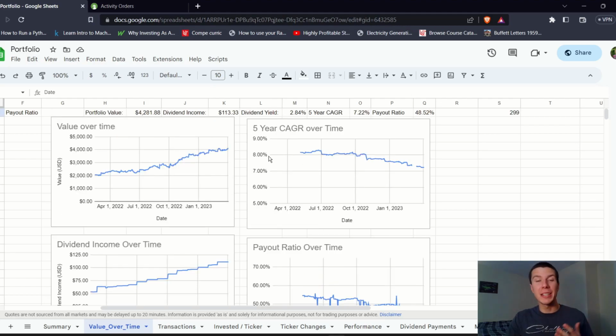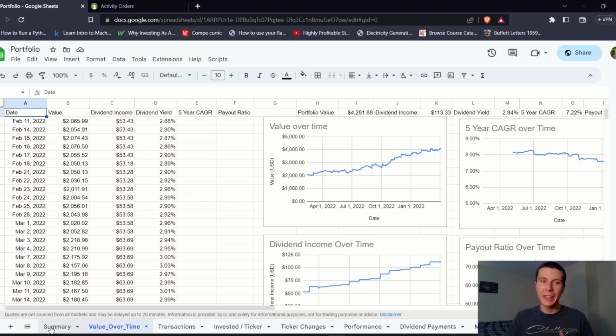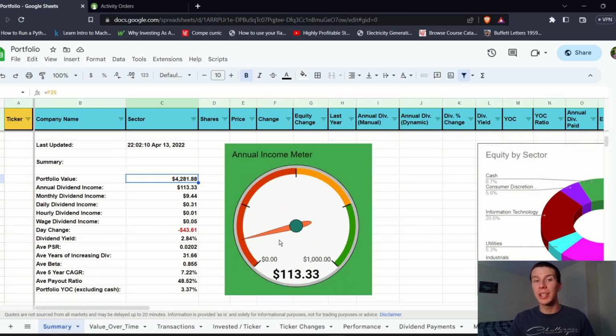Obviously, like I've said in the past, 5-year CAGR is something I want to bring back up closer to the 8% level, hopefully. So we'll see if we can work on that this year. And then coming back to the summary page, the expected dividend income is $113.33 now, so up about $2, I think, which is not all that much, but I didn't really make all that many buys this month.